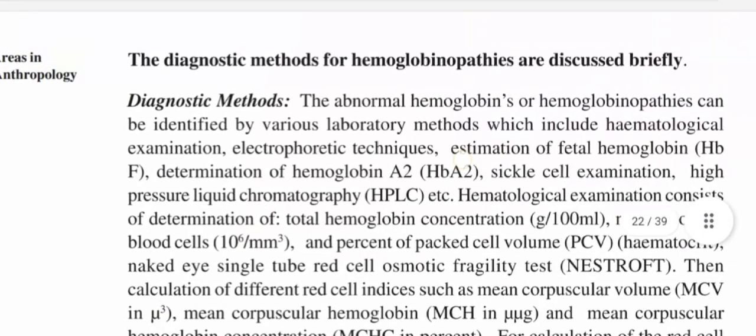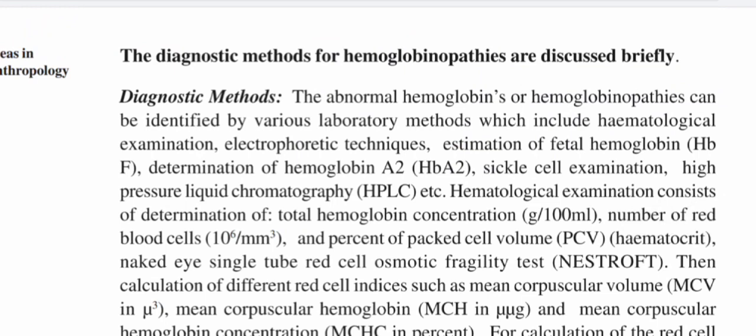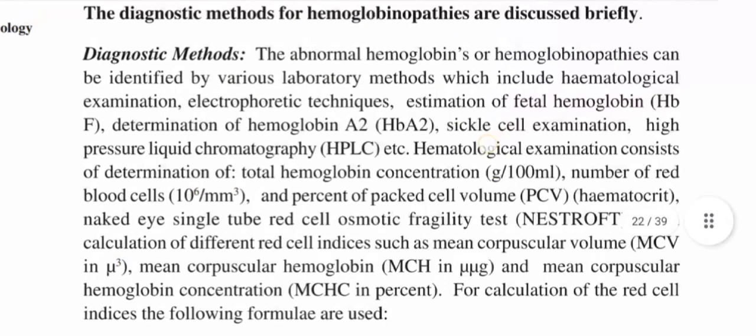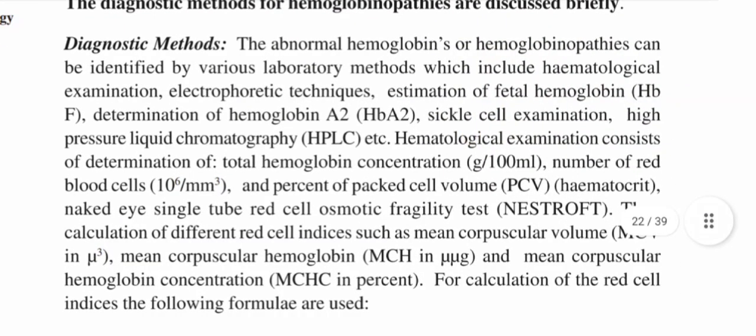The diagnostic methods for hemoglobinopathies are discussed briefly. Diagnostic methods. The abnormal hemoglobins or hemoglobinopathies can be identified by various laboratory methods which include hematological examination, electrophoretic techniques, estimation of fetal hemoglobin HbF, determination of hemoglobin A2, HbA2, sickle cell examination, high pressure liquid chromatography, HPLC, etc.